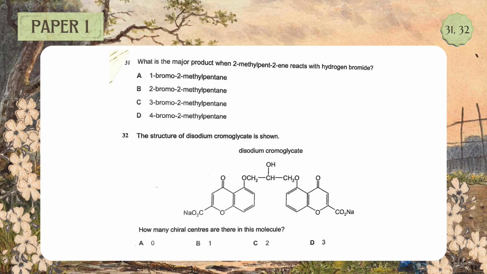This forms 2-bromo-2-methylpentane. But wait, let's double check our options. Let's draw the carbocation stability instead to be absolutely sure. Carbon 2 creates a tertiary carbocation which is highly stable, so the Br minus attacks carbon 2. This gives us 2-bromo-2-methylpentane, which corresponds to option B.